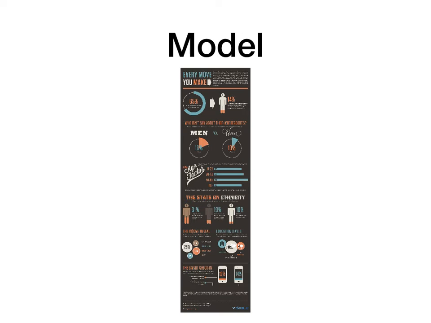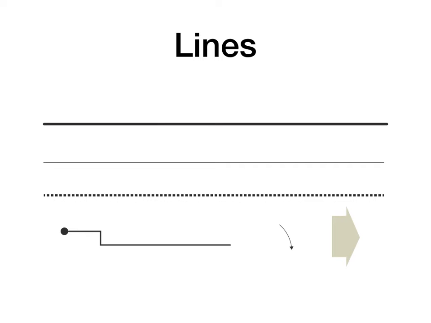Now I will talk about visual language within my infographic. This is the model that I use for visual language. I use 3 different lines to separate sections within my infographic.